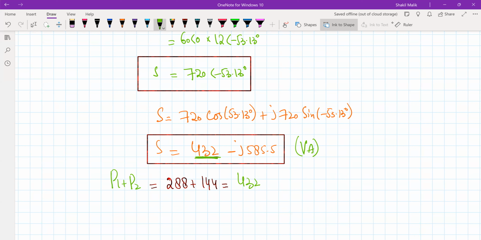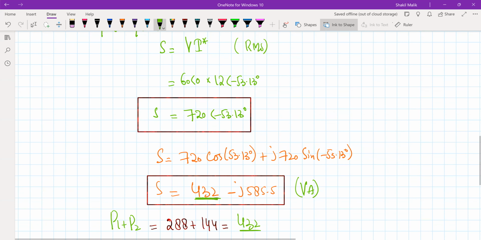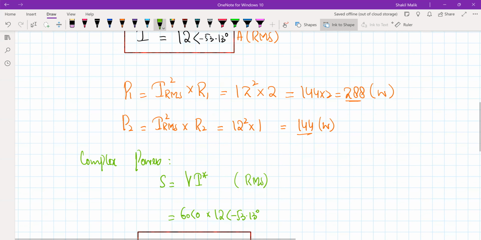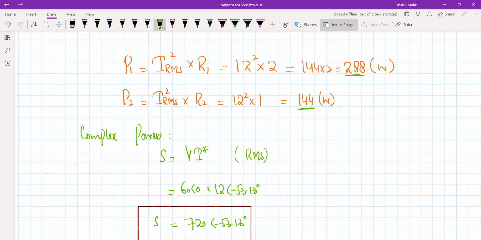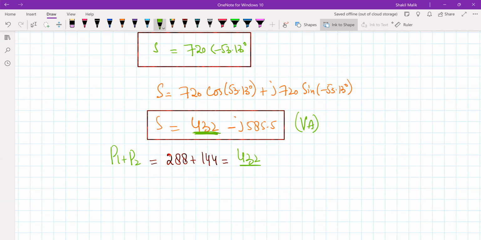So the average power supplied by the source is equal to the average power consumed by the two elements. The average power consumed by the two elements is 288 plus 144, that's equal to 432 watts. So you can see the average power supplied by the source is the same as the power absorbed by these two elements. So if you remember Tellegen's theorem, power supplied is equal to the power consumed.